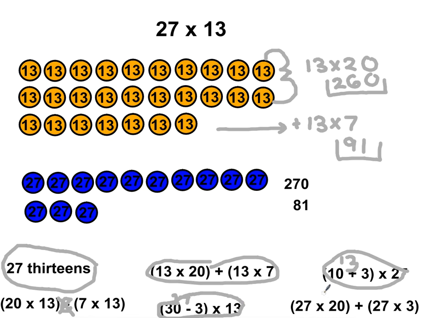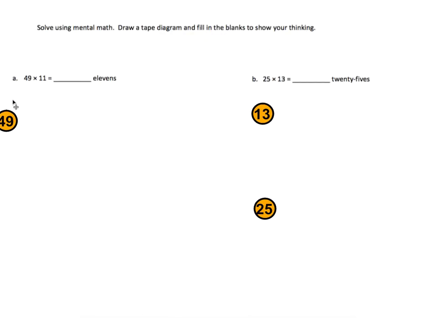27 times 20 plus 27 times 3. 27 20 times plus 27 3 times, that would be like 27 times 23, not times 13. So that one is not true. We have 4 of them that are true and 2 that are not true. In the next problem, it says solve mentally now. Draw a tape diagram and fill in the blanks to show your thinking.